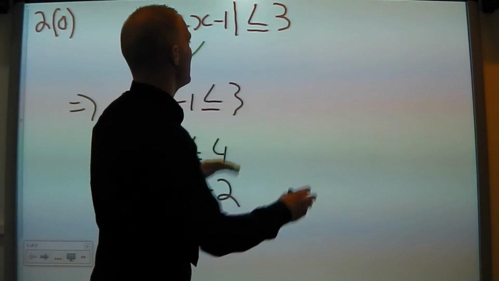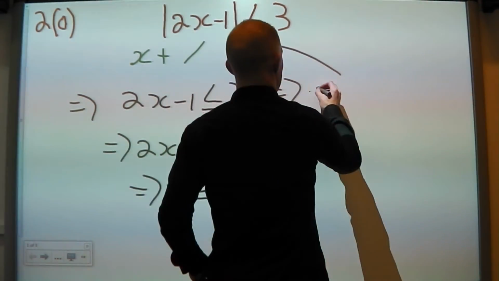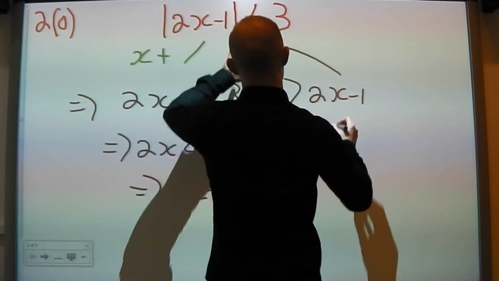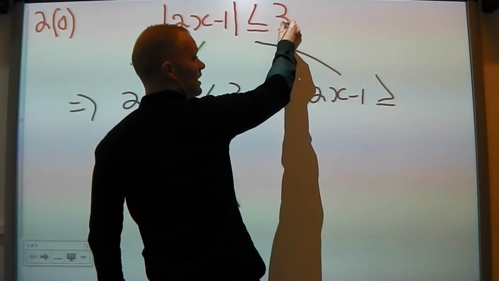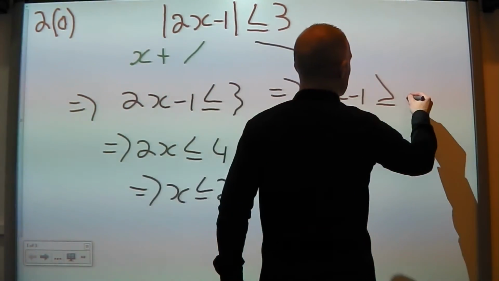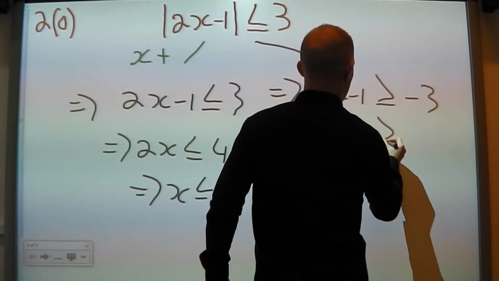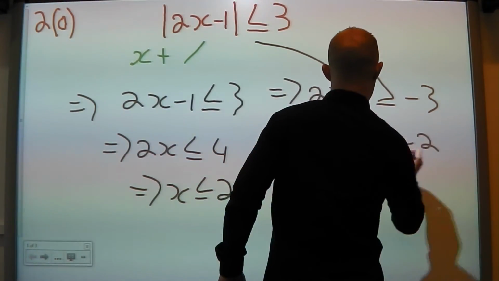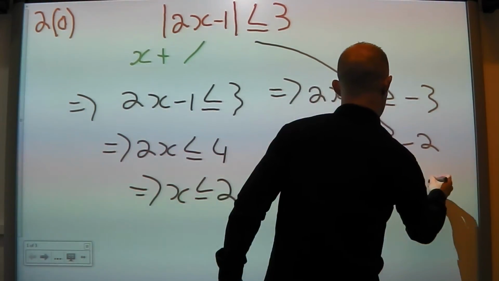And then when x is negative, that implies that 2x minus 1, we have to change the sign around, remember that now, it's greater than or equal to, and we also have to change the sign of this number on the right hand side, it's greater than or equal to negative 3. So that implies 2x is greater than or equal to negative 2. That implies, divided both sides by 2, x is greater than or equal to negative 1.